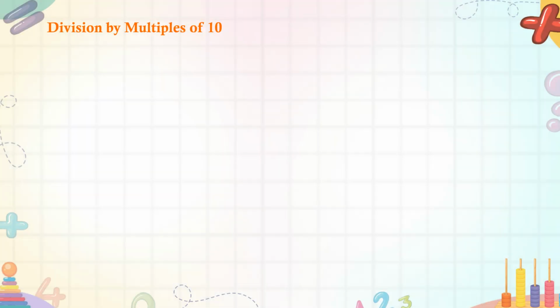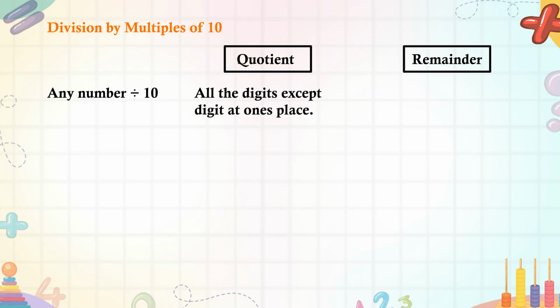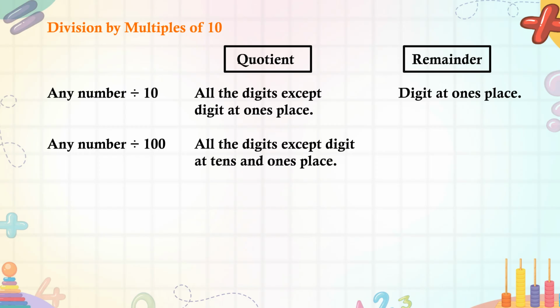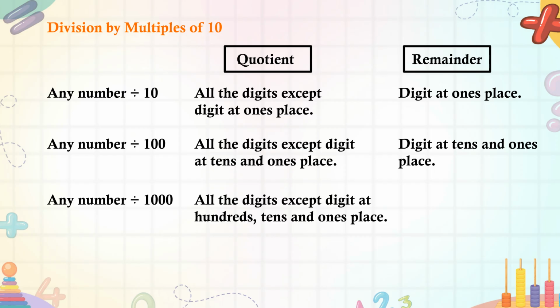Division by multiples of 10. Quotient. Remainder. Any number divide 10, all the digits except digit at ones place. Digit at ones place. Any number divide 100, all the digits except digit at tens and ones place. Digit at tens and ones place. Any number divide 1000, all the digits except digit at hundreds, tens and ones place. Digit at hundreds, tens and ones place.